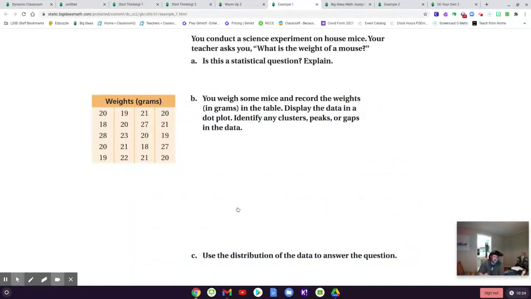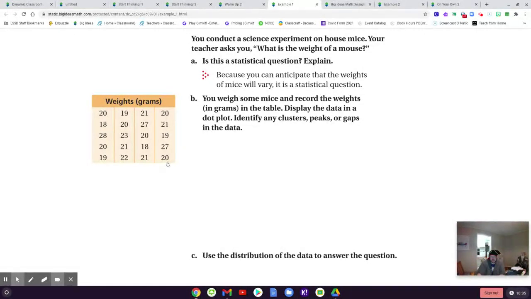Okay, so you will be doing a little bit of graphing in your Big Ideas homework. So when you have statistical questions, you will get a variety of answers. Here was a science experiment on house mice. And the teacher asked you, what is the weight of a mouse? If you look at this chart over here, 20 different mice were weighed and they all had different weights, and here they are. Is it a statistical question? Yes, it is, because the mice have different weights. The weights vary. So it is a statistical question.